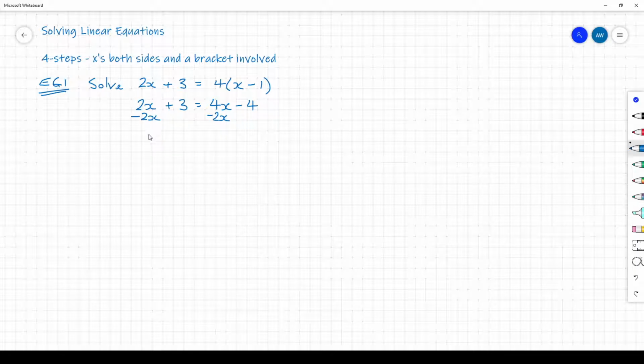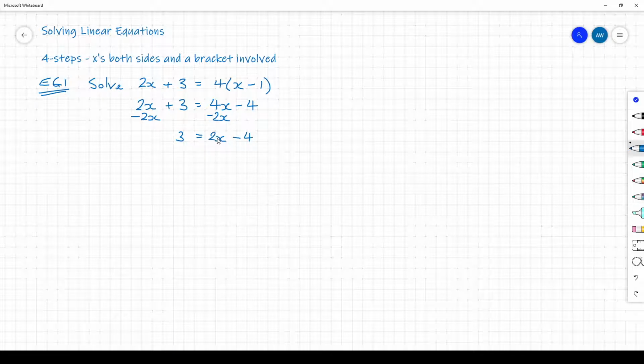So 2x take away 2x is nothing, working down the page. Plus 3, I didn't do anything with it, so it's still plus 3, but I can just write 3, I don't need to write the plus. Going down the page, just like you do with column addition or column subtraction, 4x take away 2x is 2x. Minus 4 didn't do anything to it, still minus 4.